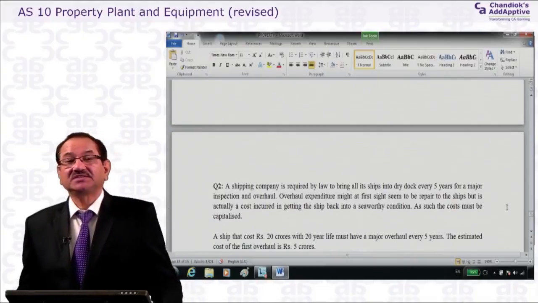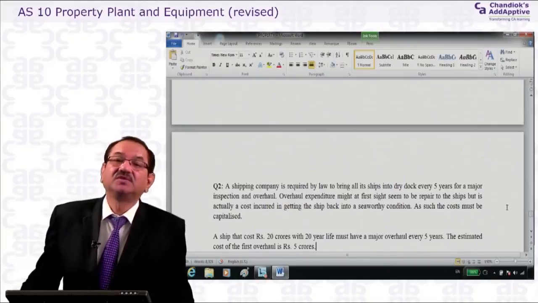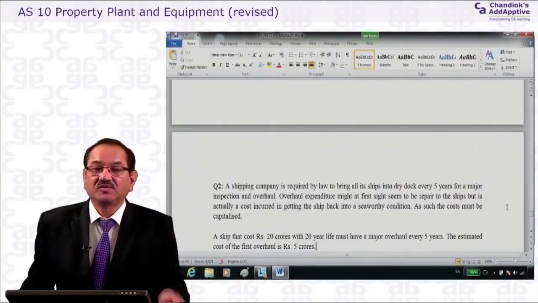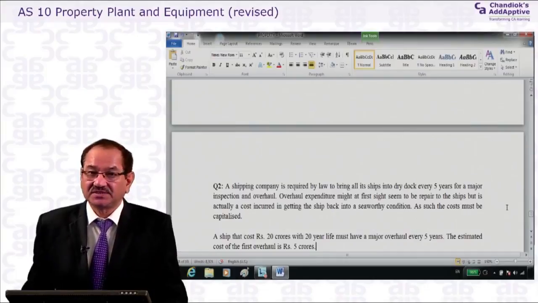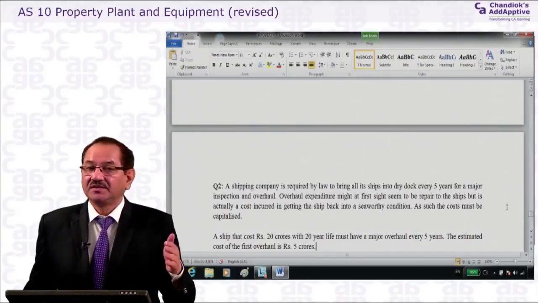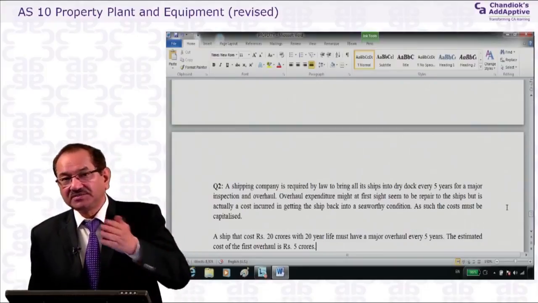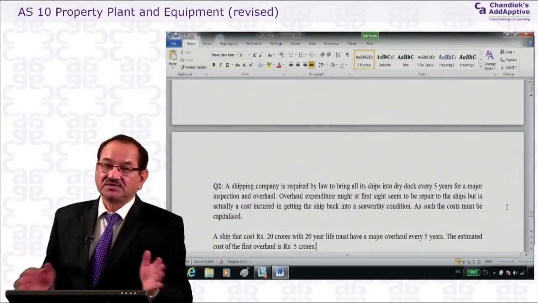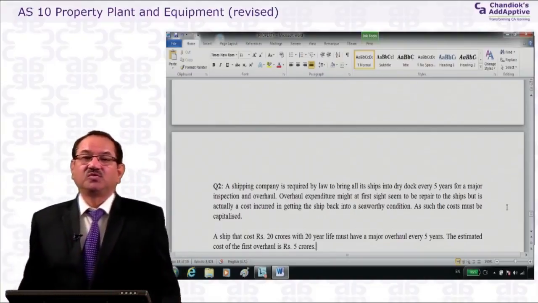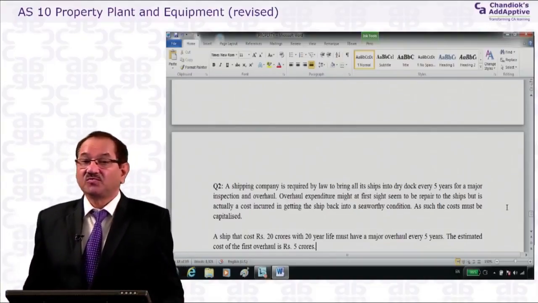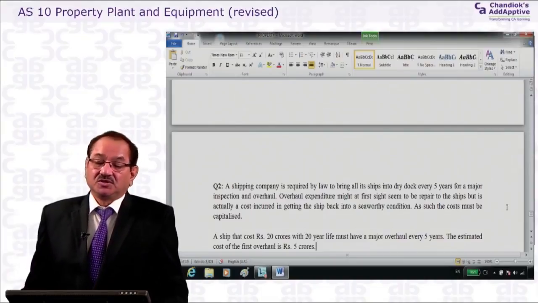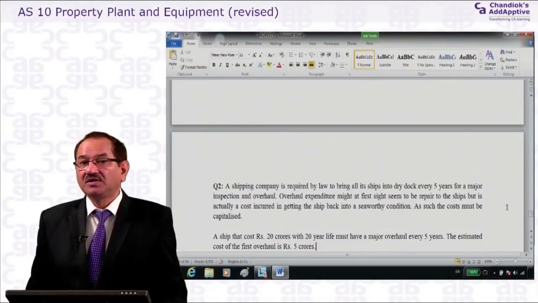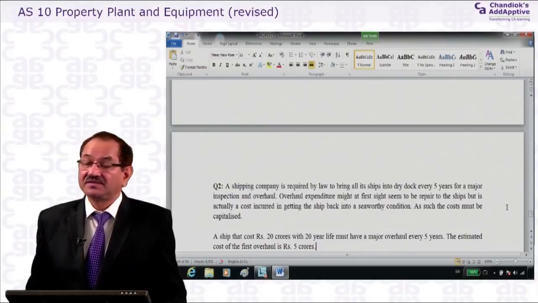For more applications, you can follow my book, where a lot of questions are given, and you can follow that for your practice, so that you can know how these principles are applied in practice. That's the purpose for which you have to do more illustrations and more questions on it. So therefore, dear students, that is all about Accounting Standard 10.